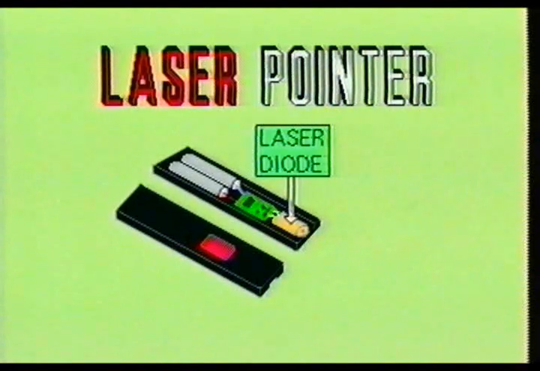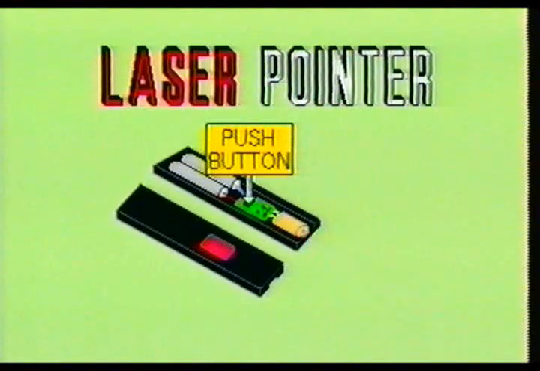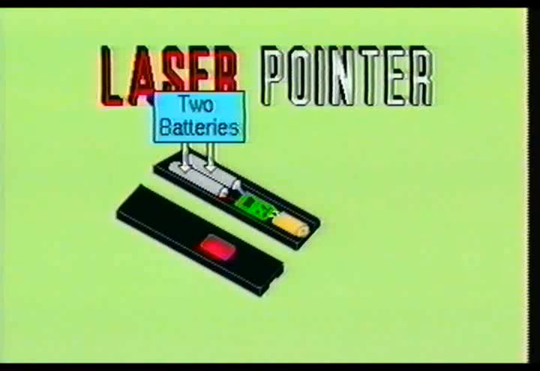Inside the laser device, you will see the laser diode, a small printed circuit board which contains the control circuitry for the laser device, a push button to turn the device on, and 2 batteries. The batteries, of course, are the power source for the laser pointer.